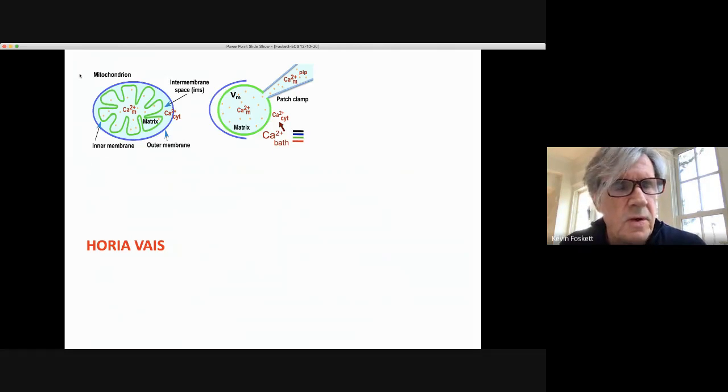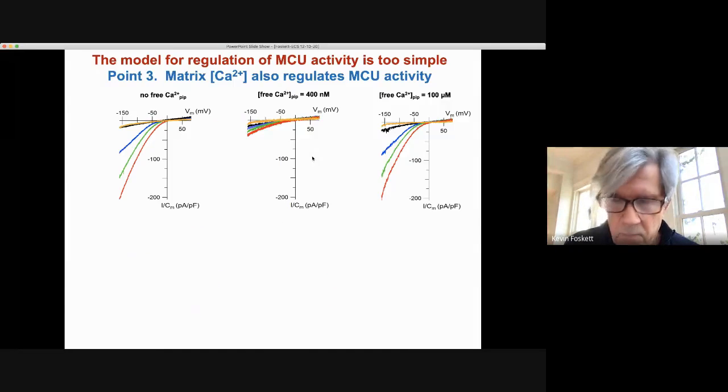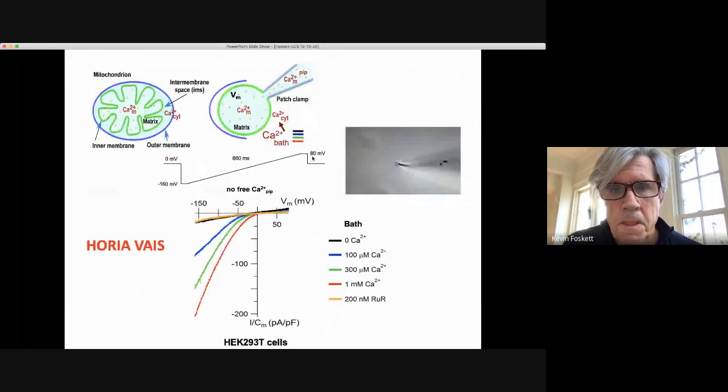So here we've used the protocol first developed by Yuri Kirichok in David Clapham's lab, in which we can go into the whole mitoplast mode after we break the outer membrane, and dialyze the matrix with whatever we want. In this case, importantly, a very highly defined calcium concentration with defined buffering capacity, and then we can change the calcium concentration in the bath in order to measure calcium currents going through the channel.